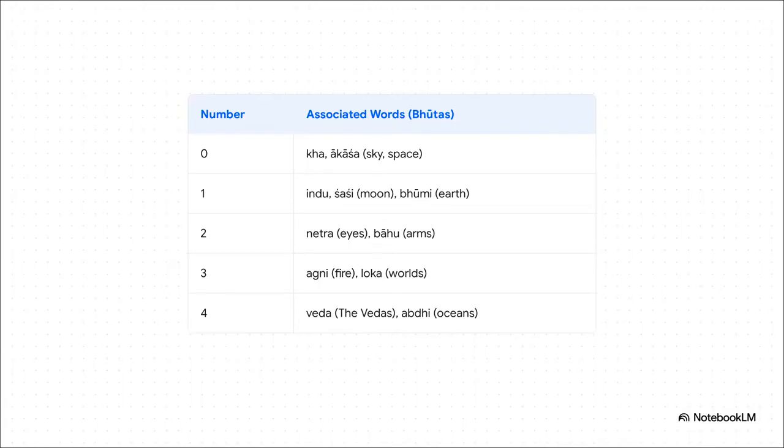The number 0, you could use words like sky or space because they represent emptiness. For 1, you might use moon or earth, things there's only one of. 2 is easy: anything that comes in pairs like eyes or arms. 4 could be the Vedas, the 4 sacred texts, or the 4 oceans. What you end up with is this incredibly creative and rich vocabulary just for talking about numbers.